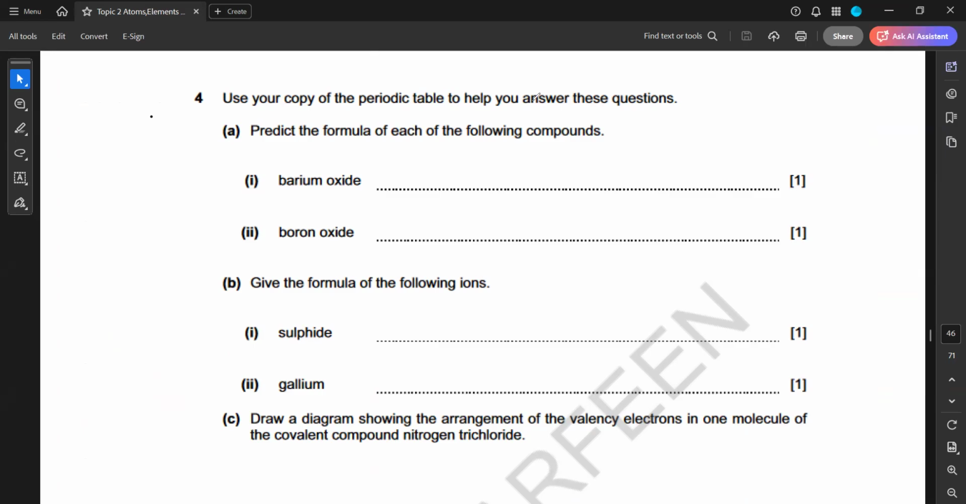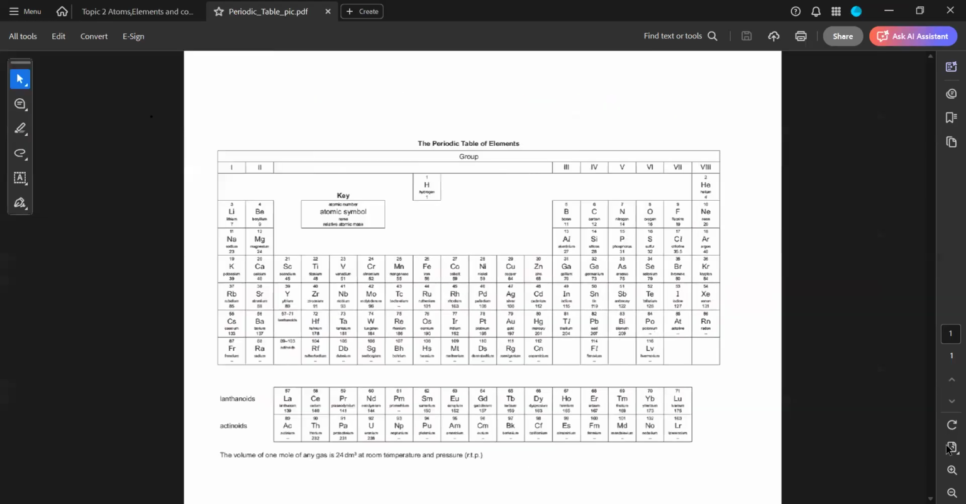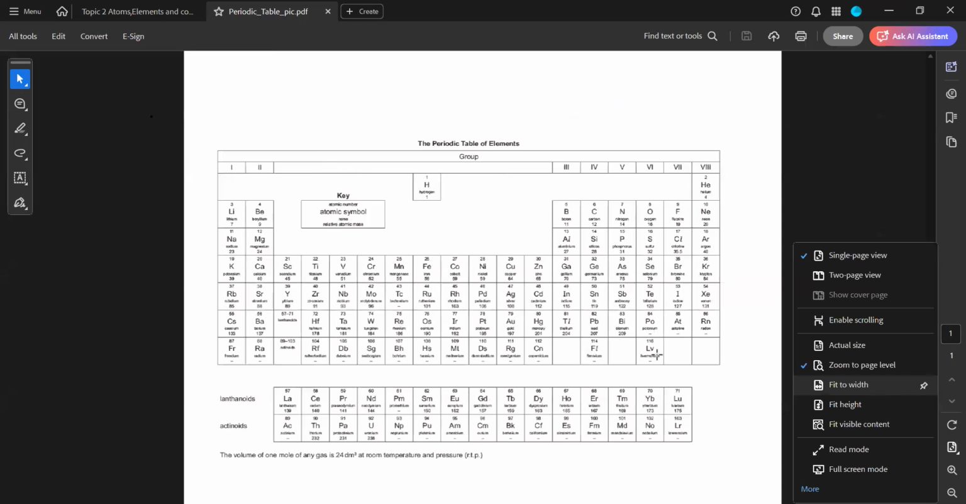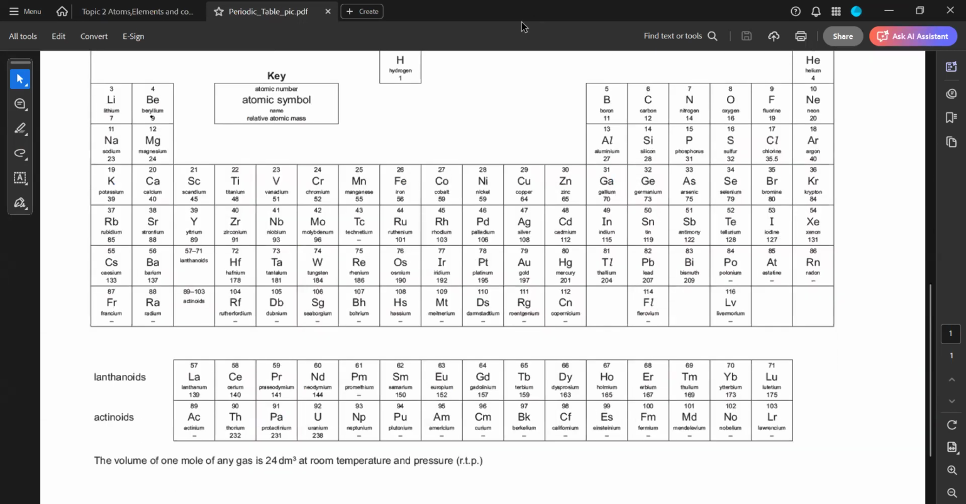Use your copy of the periodic table to help you predict the formula of each. Barium oxide. What will be the formula for barium oxide? Barium belongs to group 2 and oxygen belongs to group 6. And in the exam, you will have the periodic table. So barium is in group 2 and oxygen is in group 6.